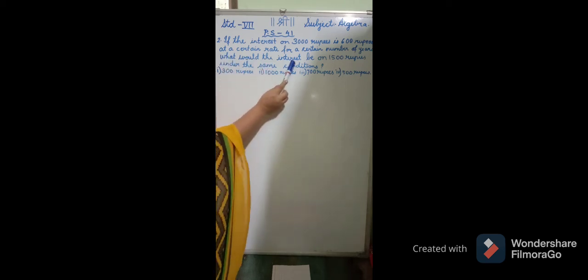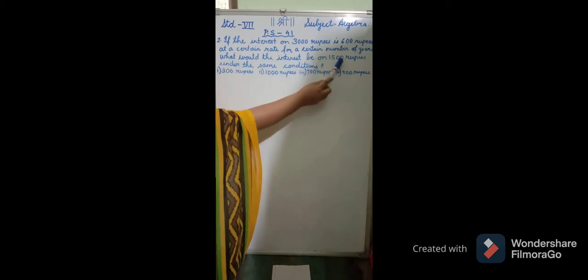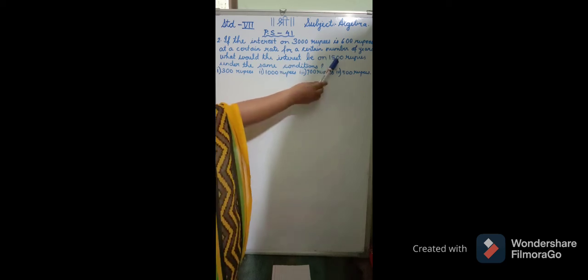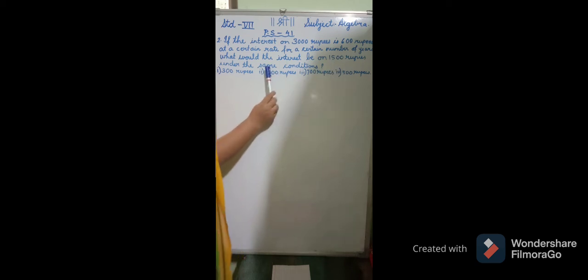What would the interest be on 1500 rupees under the same condition? Means now you have to find interest on how much? 1500, this principal. But the other, that is time and rate, should be the same. So 2 conditions we are having. Now we'll write the given and to find. I have written the question in small handwriting because space will not be sufficient. You can also take reference of your textbook.